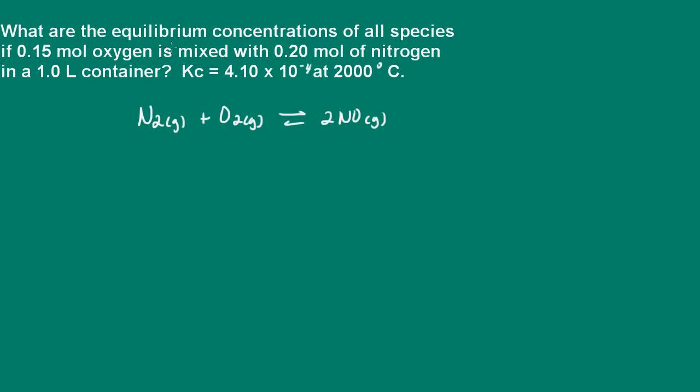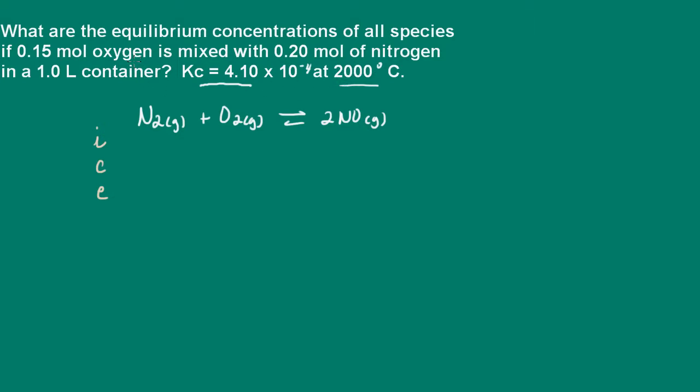This is Dr. O'Connor. Here we're asked to calculate the equilibrium concentrations of nitrogen, oxygen, and nitrogen monoxide if 0.15 moles of oxygen is mixed with 0.2 moles of nitrogen in a 1 liter container. We're given the equilibrium constant at 2000 degrees Celsius. Well, what we need to do is set up our equilibrium concentration table. If you don't know how to do that, go ahead and look at my previous videos. So we have initial, change, and equilibrium concentrations.